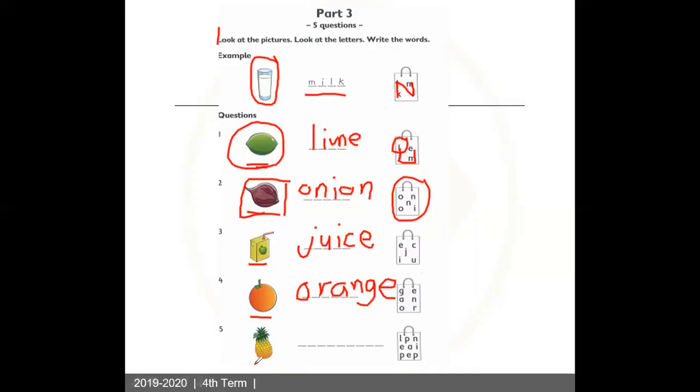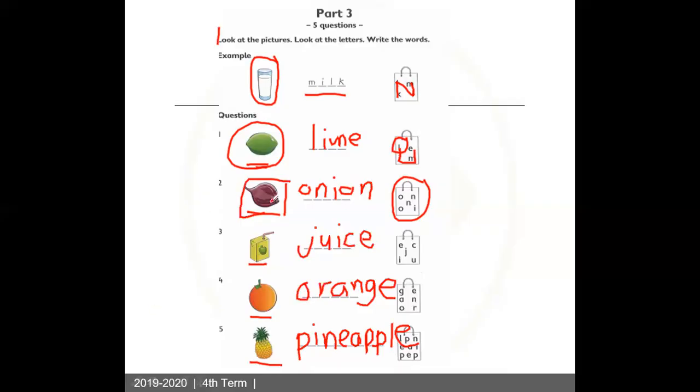Okay, and what about this? What is this? It's a, what's the name of this one? You're correct. It's a pineapple. So it's a pineapple. All right, okay, so we have to write it.